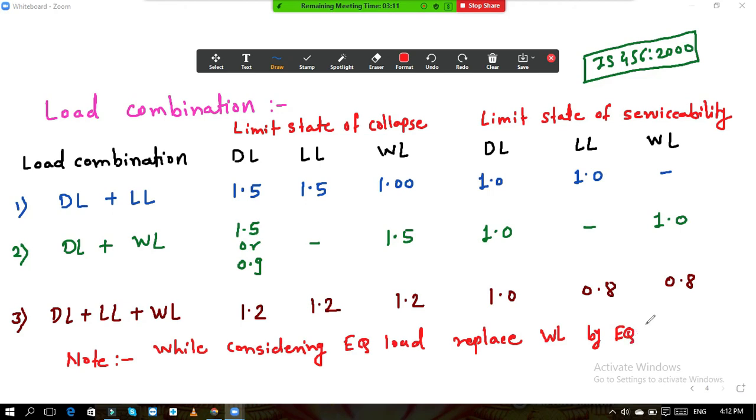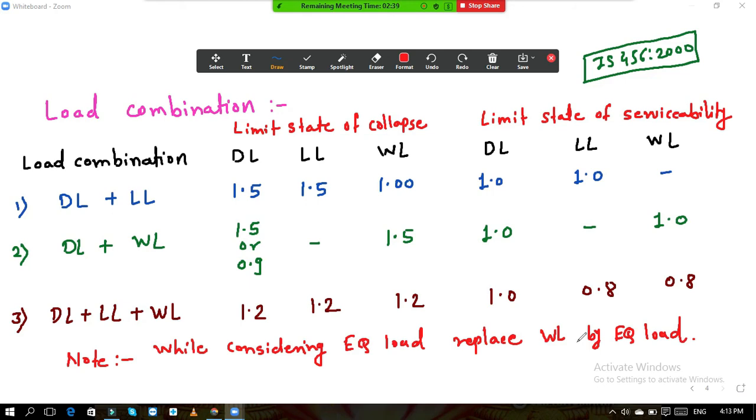Okay, so we won't consider wind load and earthquake load in the same combination, or at a time. We won't consider this because both the loads are having very high values, and if we started to design the structure by using these two loads, then the dimensions would have been far larger than what we see today. Normally today our beam width is 230 mm.